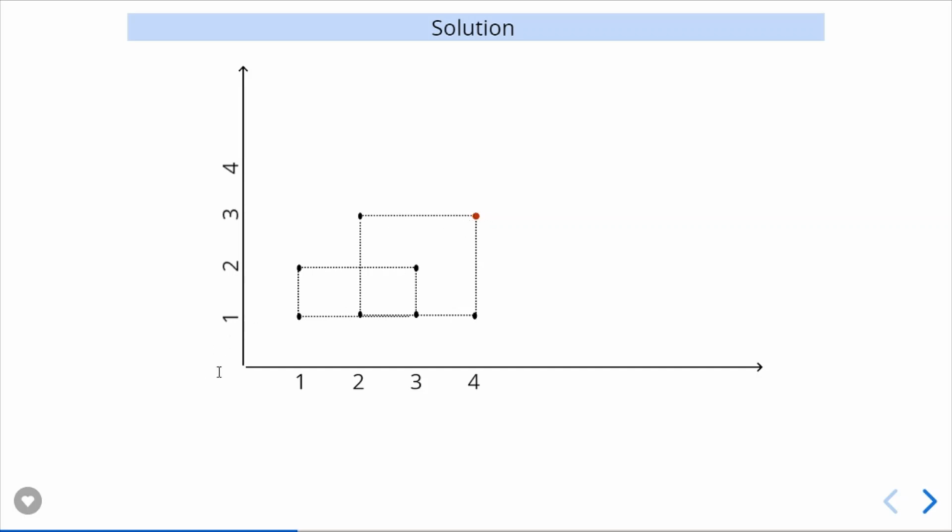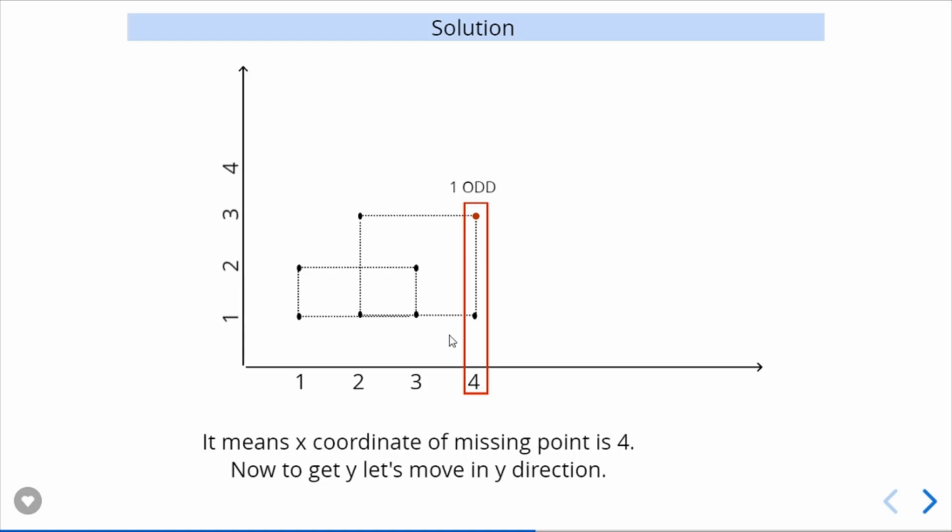We'll first analyze all the x coordinates. First we go for x equals 1. There are 2 points for x equals 1, and that is okay, because 2 modulo 2 is equal to 0, which means it is even, divisible by 2. So we have a pair of points at x equals 1. Now let's move to x equals 2. Here we also got 2 points, so it is fine. For x equals 3, we also got 2 points, so it is also fine. But for x equals 4, what did we get? We got only a single point, because this is the missing point that we need to identify.